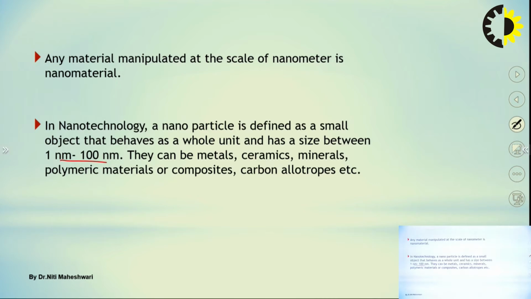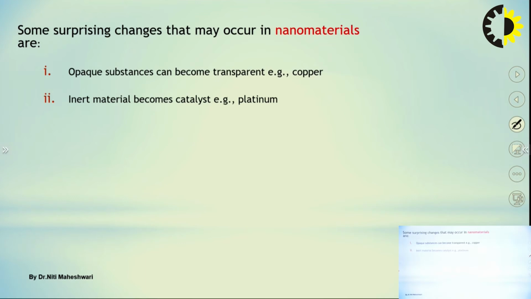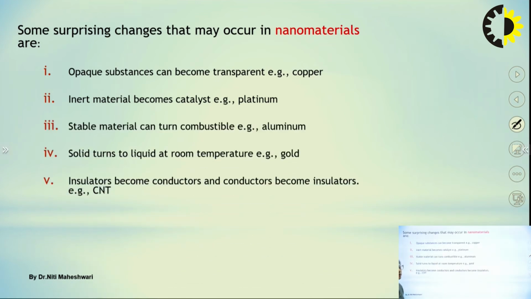These nanomaterials can be made from metals, ceramics, minerals, or polymeric materials, or they can also be composites or carbon allotropes, for example, fullerene. Now, when we break down the material to the nano size, a lot of surprising changes have been noticed. For example, an opaque substance can become transparent, and an example of one such material is copper.